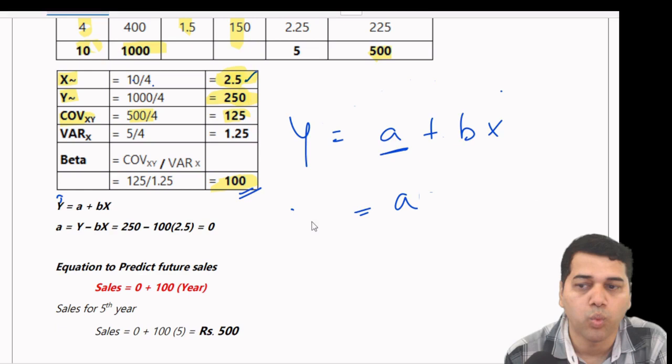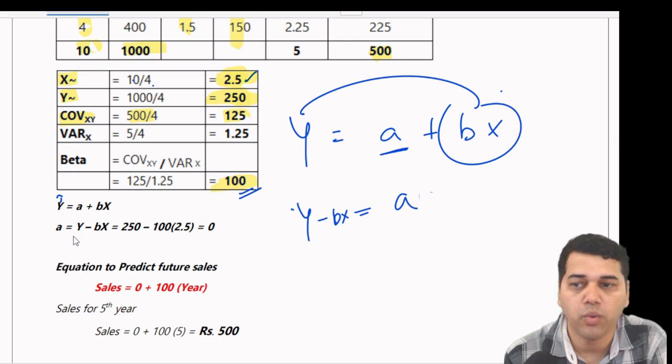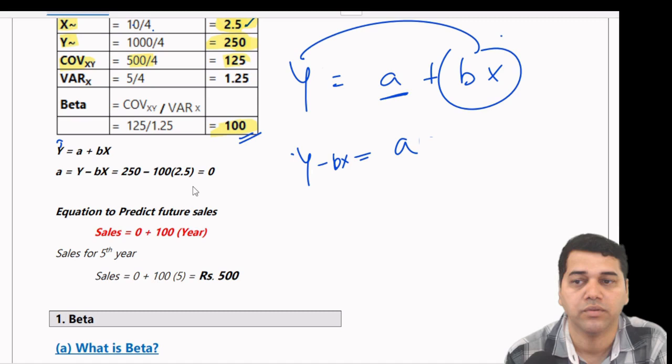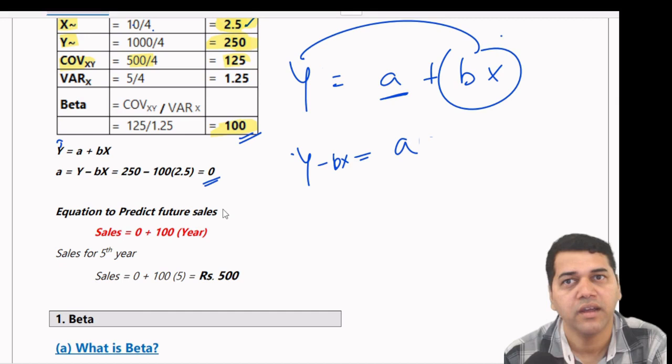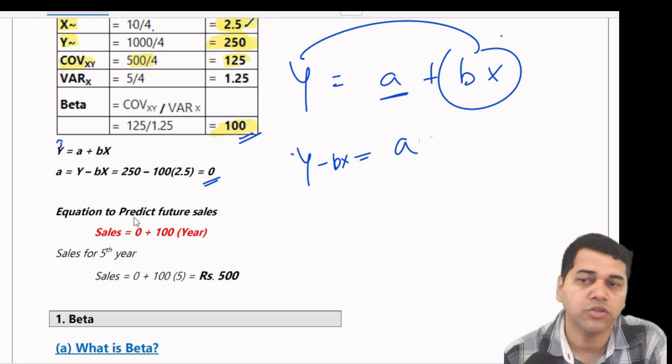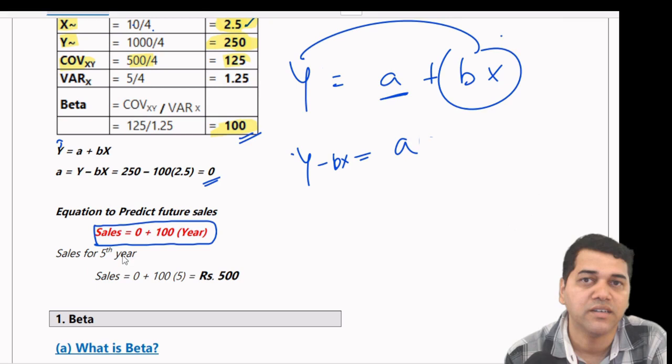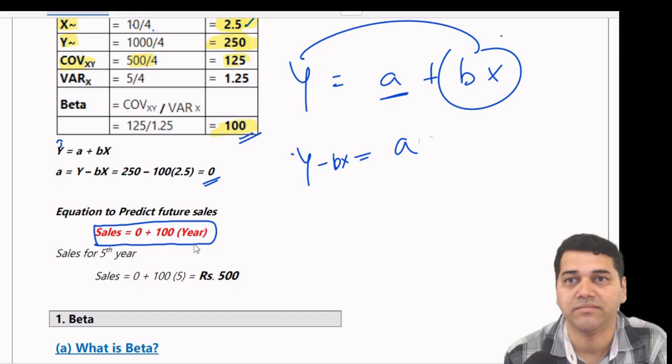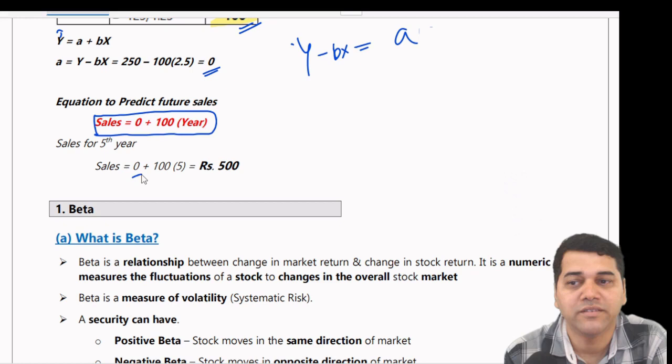This I will bring to this side. So a is equal to 250 minus 100 times 2.5, which is 0. That means no minimum. Okay? Otherwise, you would have got something minimum. There is no minimum here. So the equation to predict the future sales for any year will be 0 plus 100 times that year. Now, if I plot this, what is my fifth year sale? It is 0 plus 100 times 5, 500.